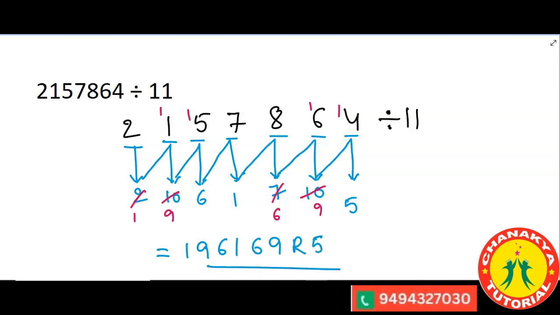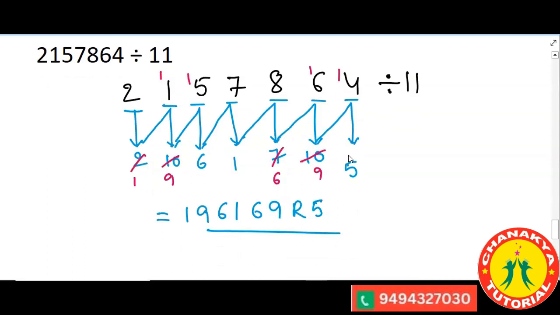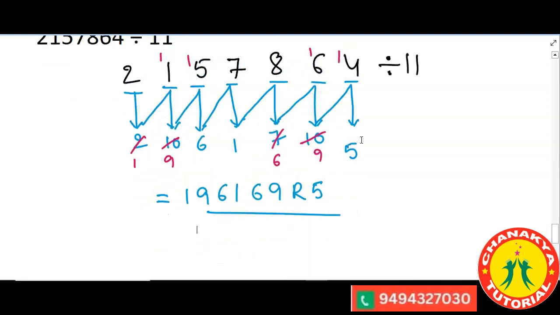So what if this question is ending with 6 only? Suppose the last digit 4 is not there. Let me write the number here. Another question, like 2, 1, 5, 7, 8, 6 divided by 11.